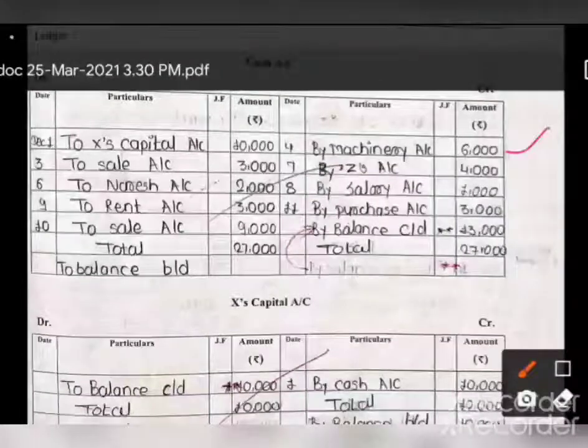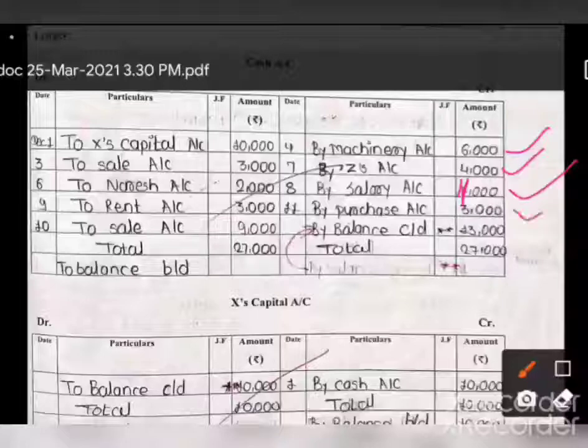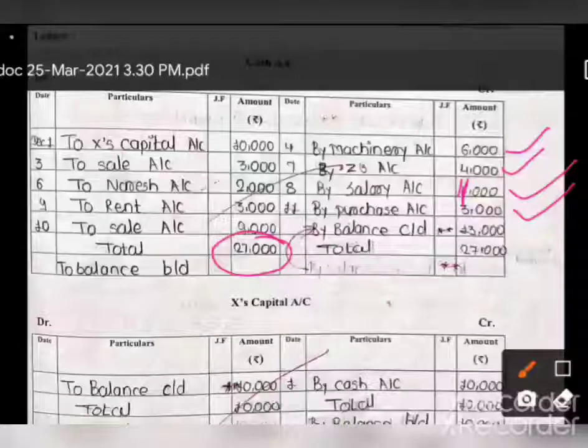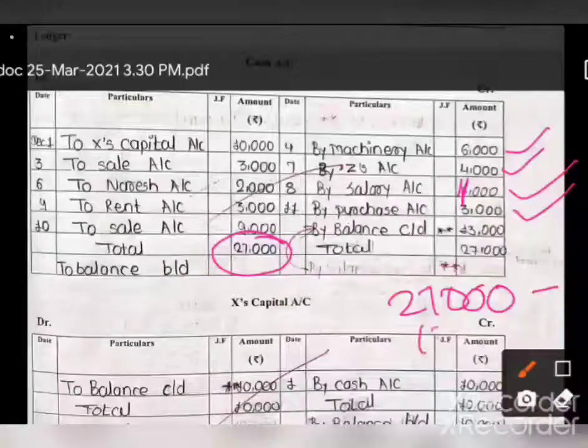It is 6,000 plus 4,000, 10,000, plus 1,000, it will be 11,000. 11,000 plus 3,000 is 14,000. So here it is 27,000. The debit balance is 27,000. 27,000 minus 14,000 is equal to 13,000.